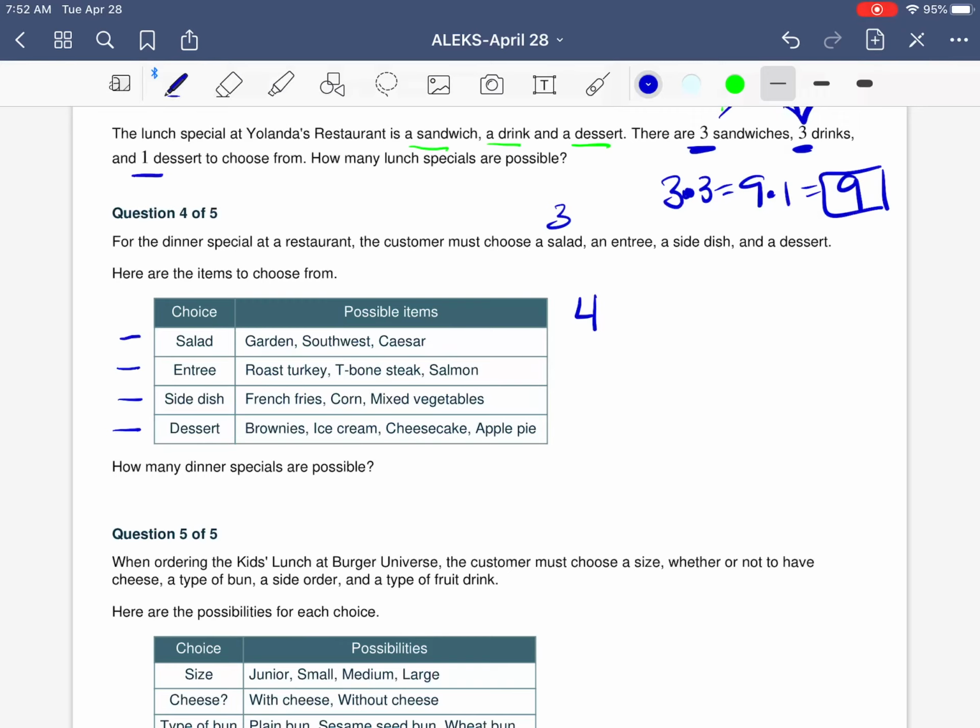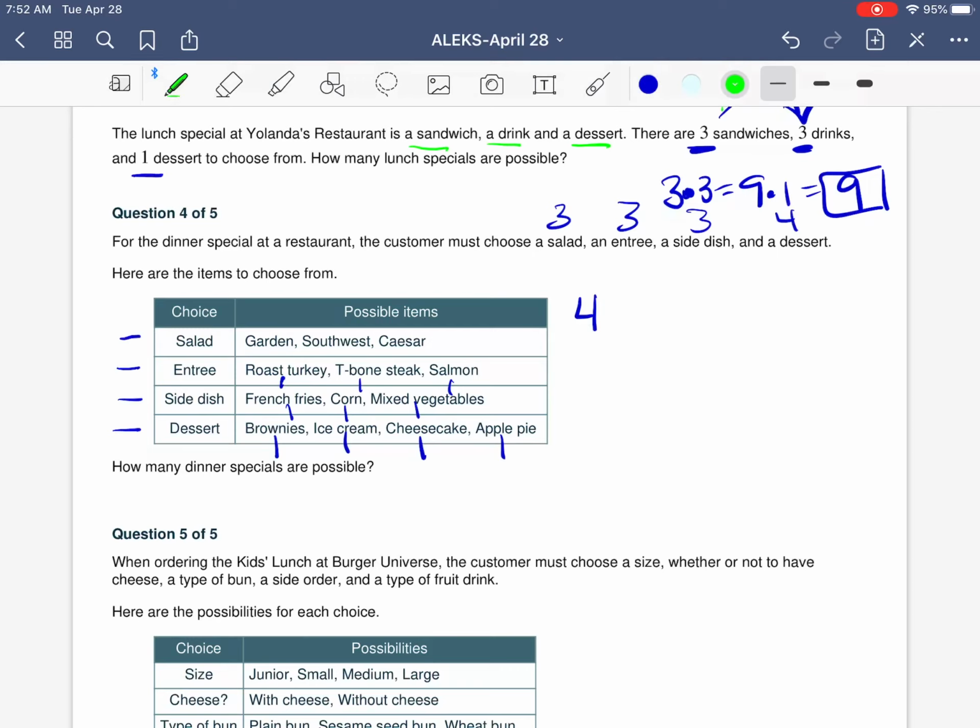And then how many choices are there for the entree? 1, 2, 3. So there's 3 for the entree. And then how many for the side dish? 1, 2, 3. 3 for the side dish. And then how many for the dessert? 1, 2, 3, 4. 4 for the dessert.